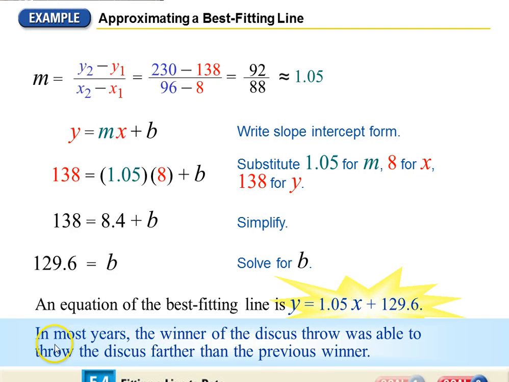So what this means is that in most years the winner of the discus throw was able to throw the discus farther than the previous winner. If you go back to the graph and look, the graph is going up, meaning that every single year people are getting better at the discus throw. How much better? Approximately 1.05 more meters than the year before.